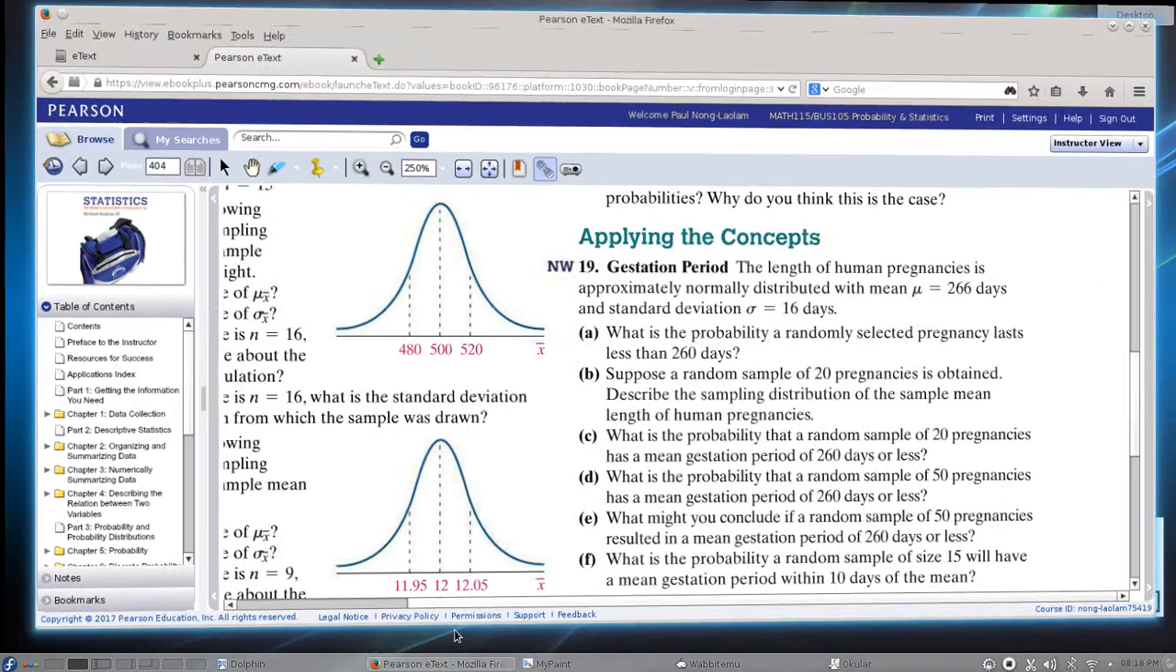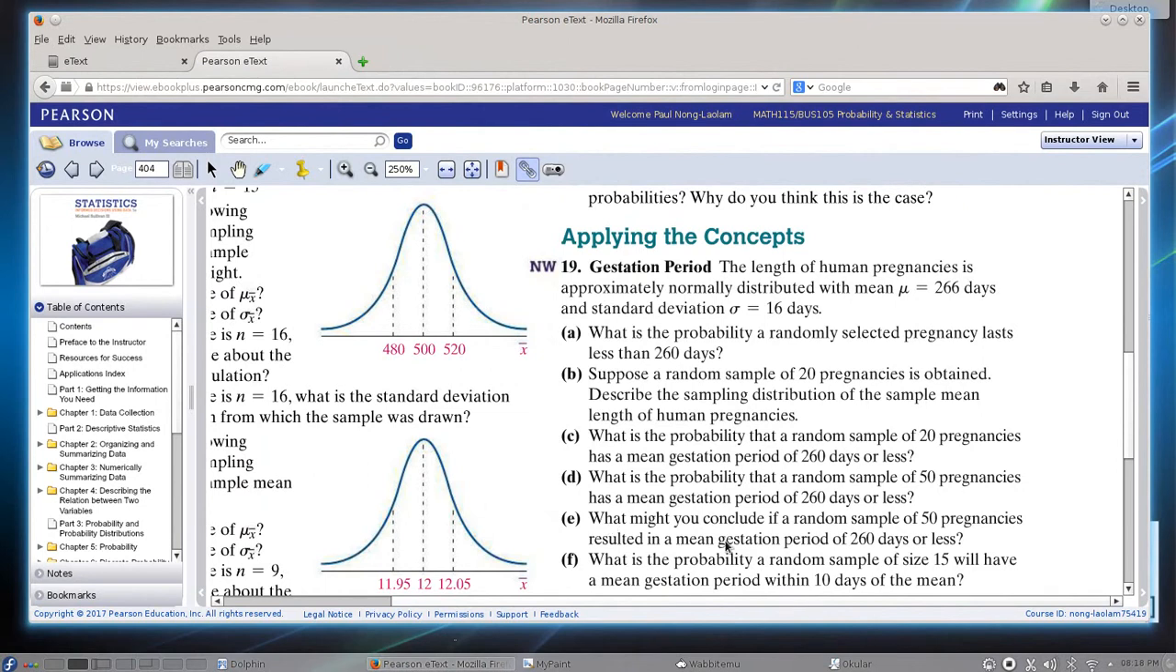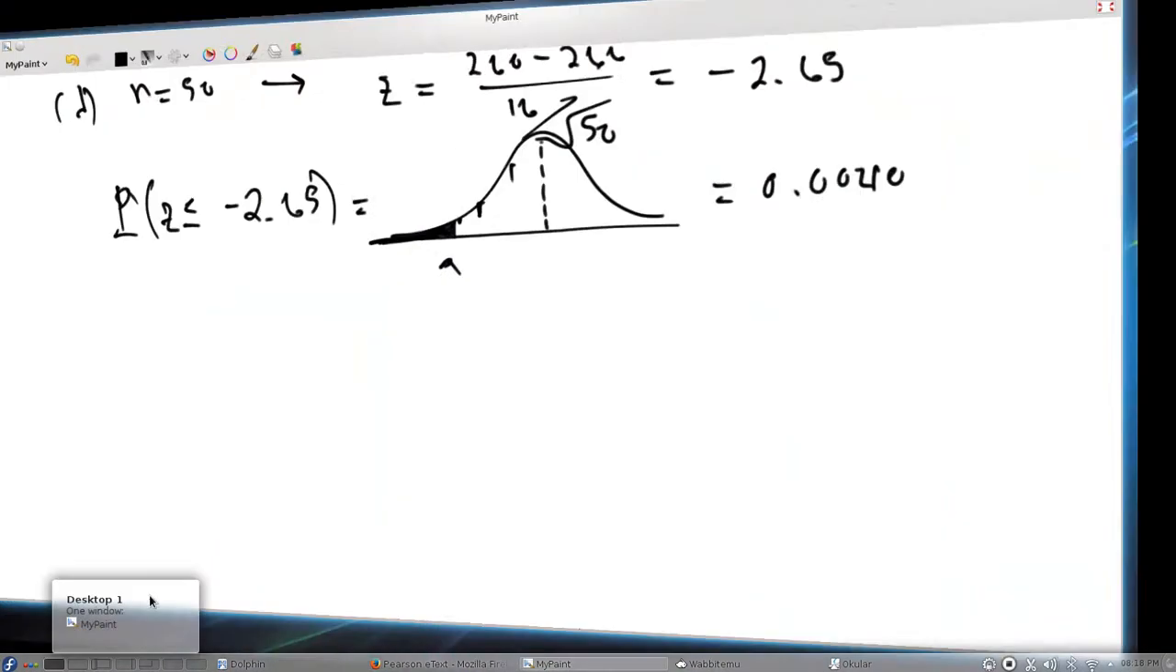Part E asks us, what might you conclude if a random sample of 50 pregnancies resulted in a mean gestation period of 260 days or less? Well, the question is asking us to interpret the result we found in part D. If you remember back in chapter 5, we talked about the unusual event. Any probability that is 0.05 or less would be regarded as an unusual event. So back to chapter 5.